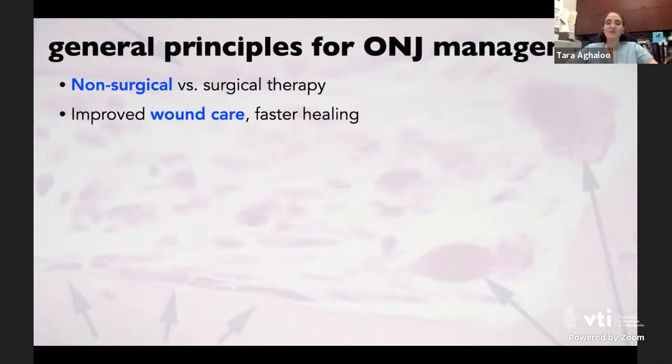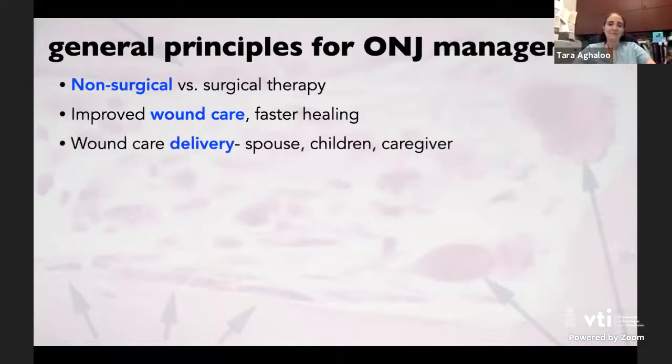And so putting them in control of being the ones that are taking care and doing the wound care, and being in control of that, I've often found that it's very positive in the overall cancer experience, something that they can do to improve their ONJ and potentially help it heal faster. And so I think that that's been a positive force in some of my patients.